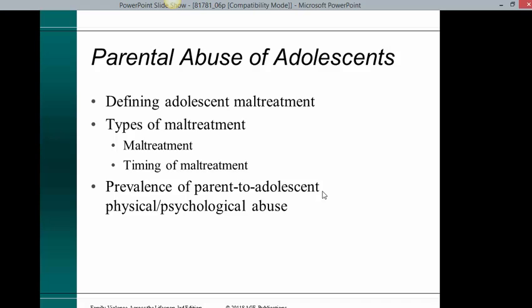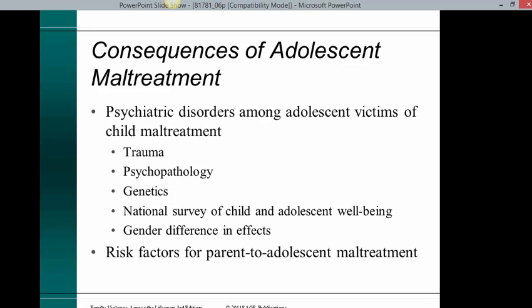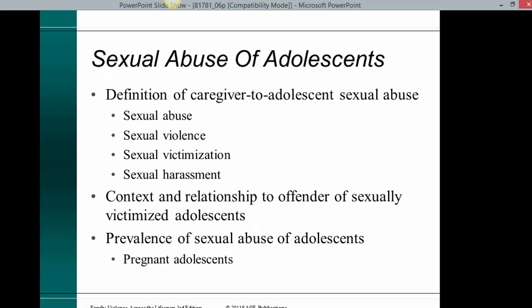Parental Abuse of Adolescents. Issues include defining adolescent maltreatment, types of maltreatment, including maltreatment and timing of maltreatment, prevalence of parent-to-adolescent physical and psychological abuse. Consequences of adolescent maltreatment. Issues include psychiatric disorder among adolescent victims of child maltreatment, including trauma, psychopathology, genetics, National Survey of Child and Adolescent Well-Being, and gender differences and effects, risk factors for parent-to-adolescent maltreatment.